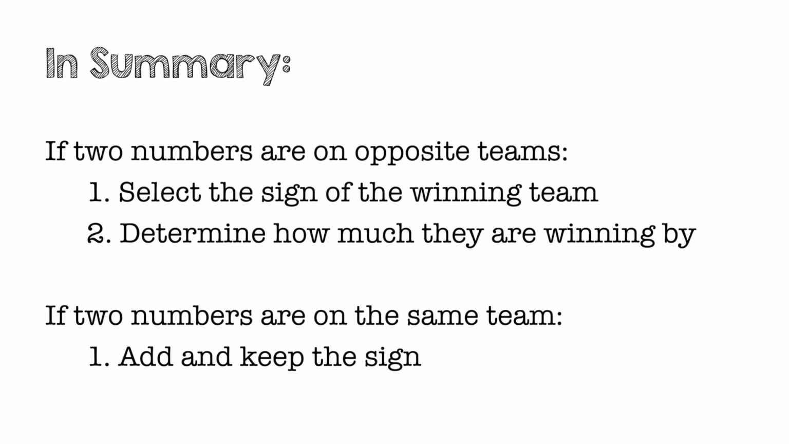In summary, if two numbers are on opposite teams, we select the sign of the winning team and determine how much they are winning by. If two numbers are on the same team, we add and keep the sign. Let's now analyze a few equivalent expressions.